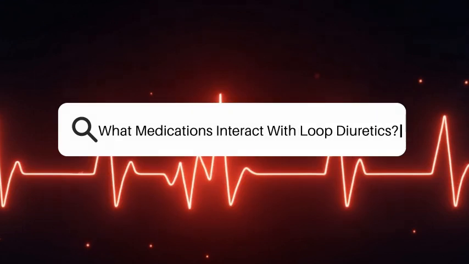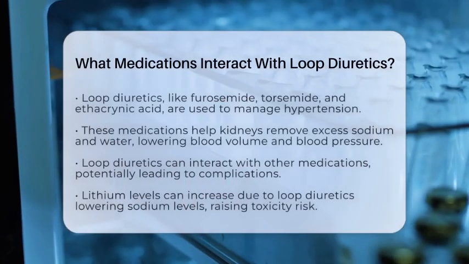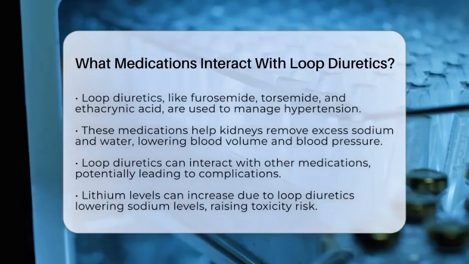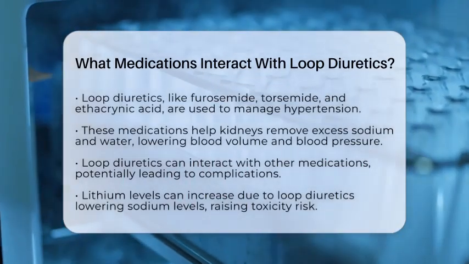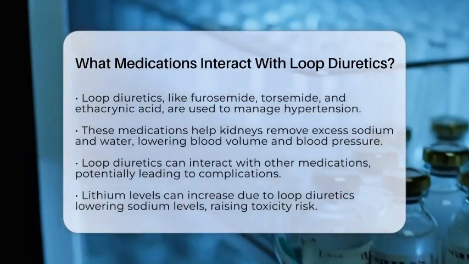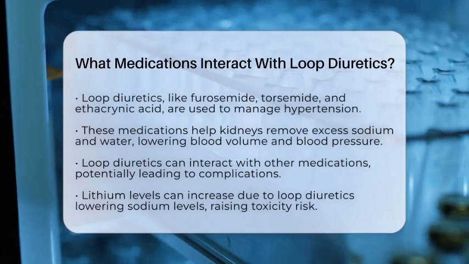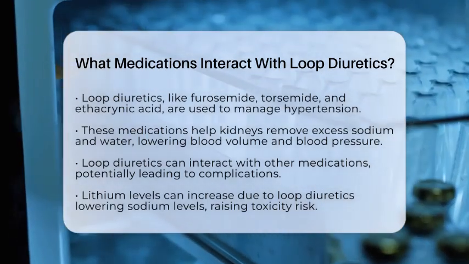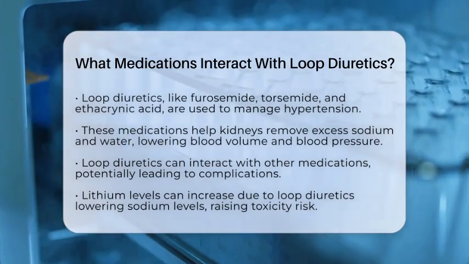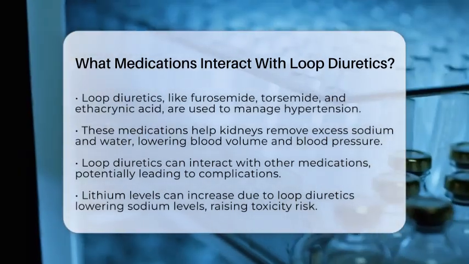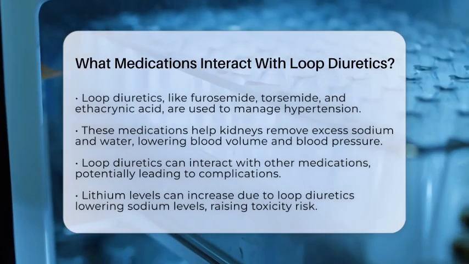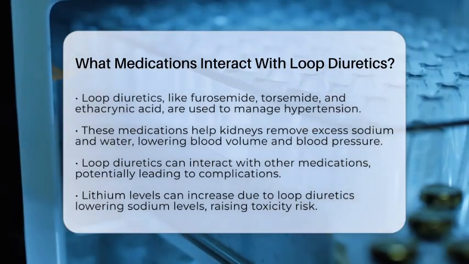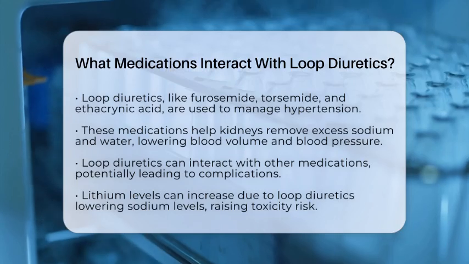What medications interact with loop diuretics? Have you ever wondered how loop diuretics work and what other medications might affect their performance? Loop diuretics, such as furosemide, torsemide, and ethacrynic acid, are commonly prescribed to manage hypertension. They help the kidneys remove excess sodium and water, which reduces blood volume and lowers blood pressure. However, these medications can interact with several other drugs, leading to potential complications.